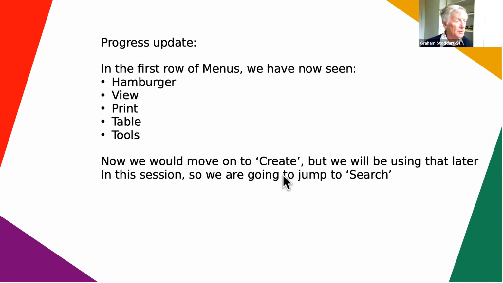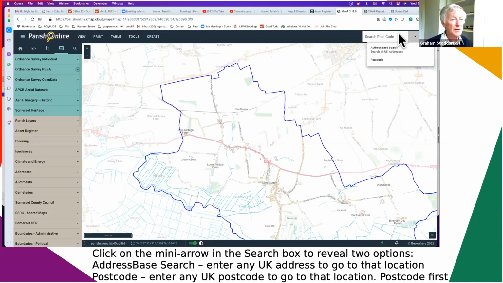So now I'm just going to jump straight across to search, which is this button up here. And there are two options within search. You can either search for addresses or postcode, and you select which one you want by just clicking on this little mini button. If you select address, then you can type in any address and the system will find it if it exists, and ditto for a postcode.